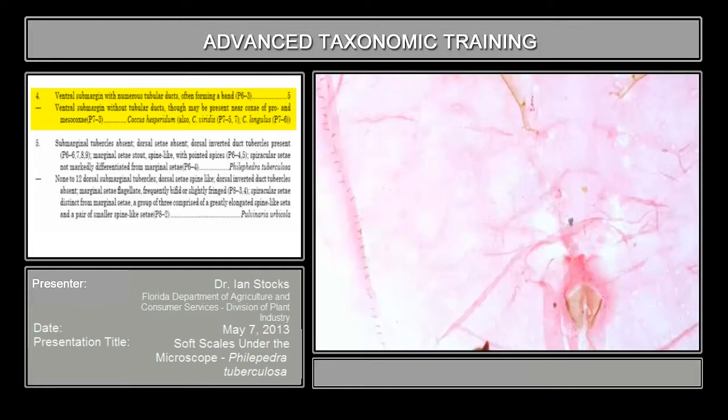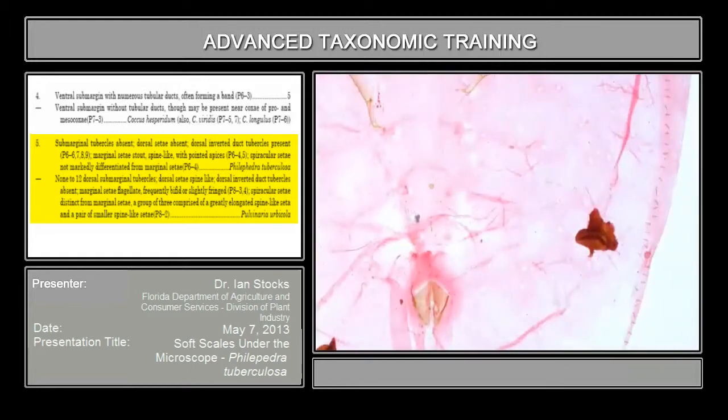Now on key step 5, submarginal tubercles absent. The key where we are now for step 5 is going to ask us to look for a character called submarginal tubercles, whether they're present or absent.